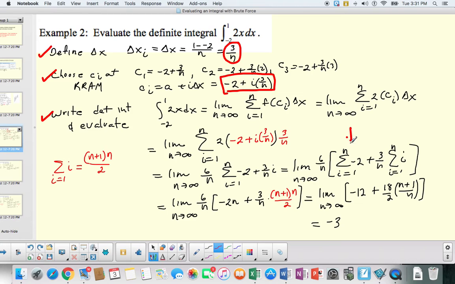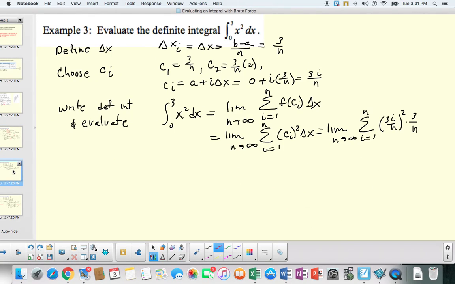Now this is rule 1. I'm going to multiply it by negative 2 times n, which is going to be right here. And then I have this summation of I, which I had just a few minutes ago here. Do some simplifying. I'm going to get this expression, and then I'm going to get my answer, which is negative 3.